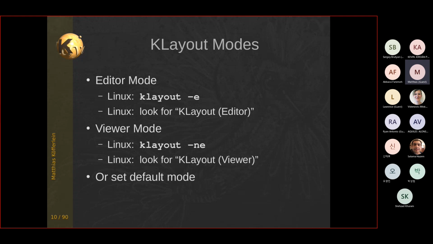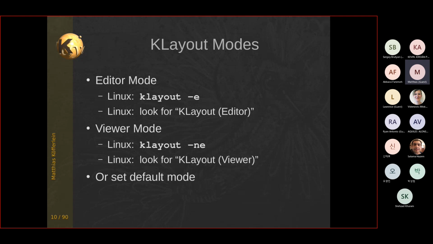KLayout has two modes. One is a plain viewer mode, where you can only look at layouts, and the other mode is an editor mode. So when you run KLayout, you will see that it starts up. And here, for example, everyone I see here has viewer mode. Okay. That's a problem, because in viewer mode, you cannot actually start drawing things. So the way you start it, if you're on the command line, is you use klayout -e. To edit, okay, that's fine.